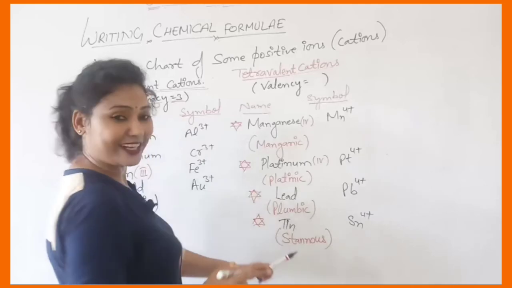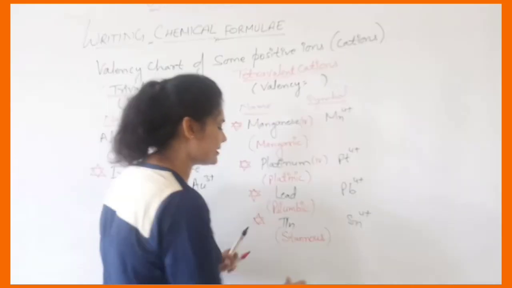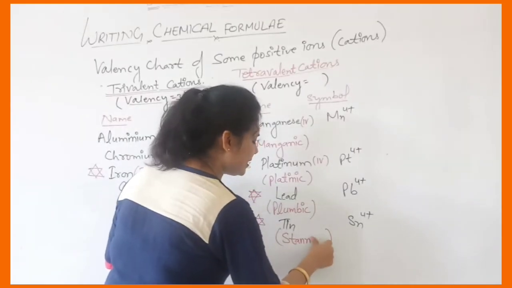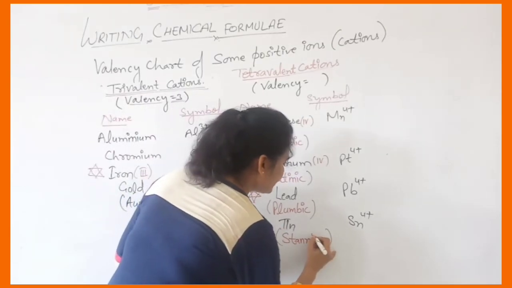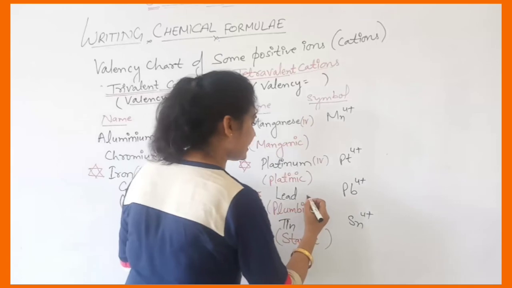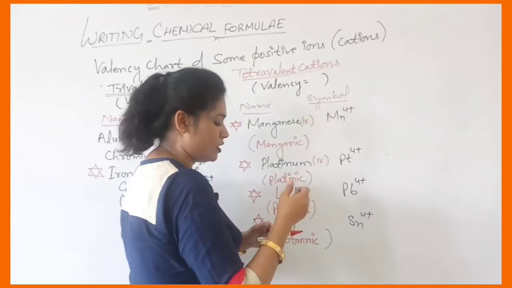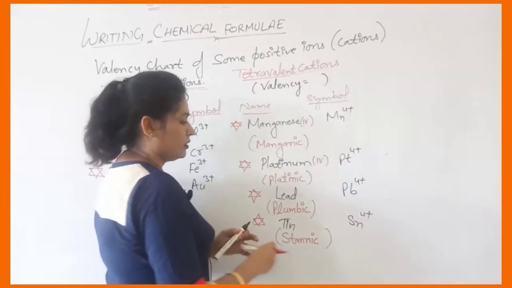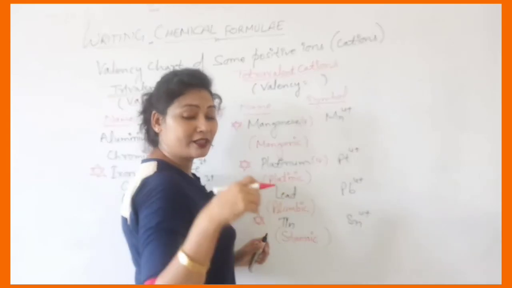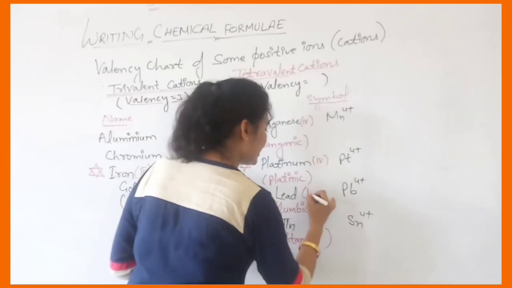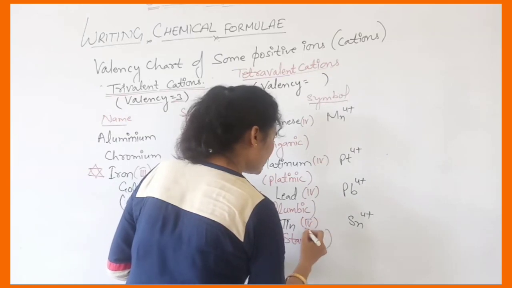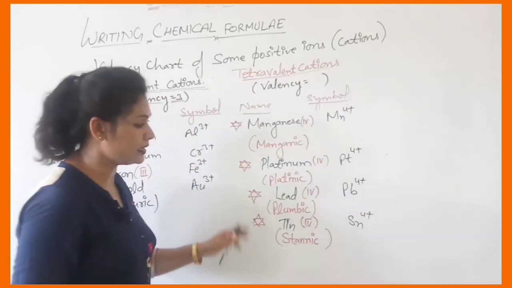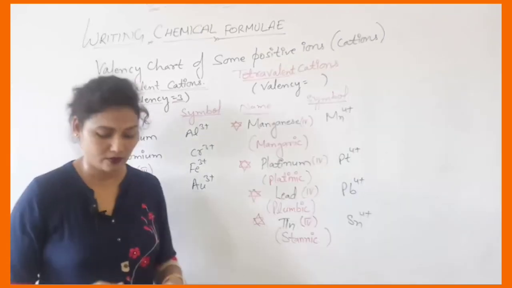Okay. So, name of the cation is not stannous, 2 valency, its name is stannic, because it has 4 valency, and we will write the valency in front of the element in Roman number. So, here also we will write 4, here also 4. Okay. So, it shows its valency.